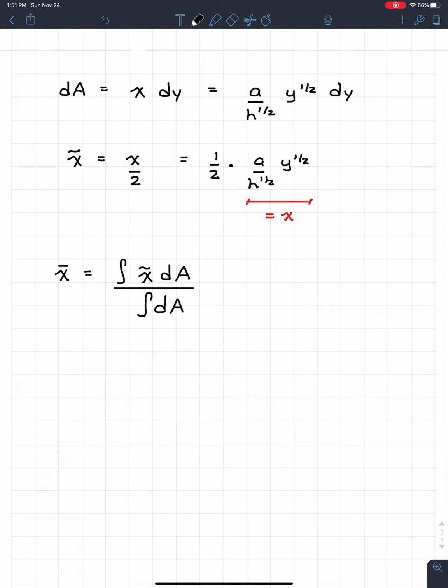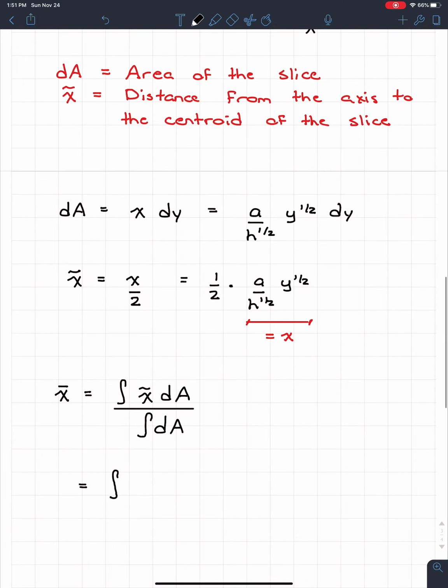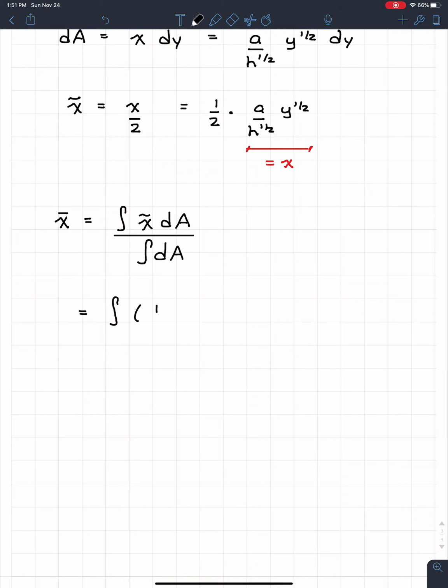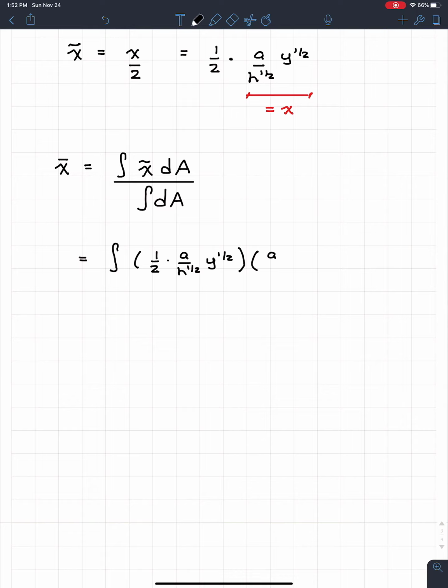So we come down here and we say, okay, we know that x bar is going to be equal to the integral. So the integral doesn't change, of x squiggle. But now we know that x squiggle is equal to 1/2 times a divided by h to the 1/2, y to the 1/2. So this right here is just our x squiggle. And now we're going to put our dA in, which is equal to a divided by h to the 1/2 times y to the 1/2. And then all this is going to be a dy at the end. So now we're integrating with respect to y.